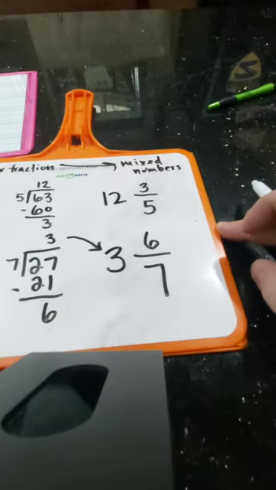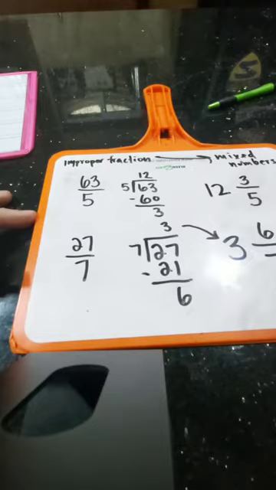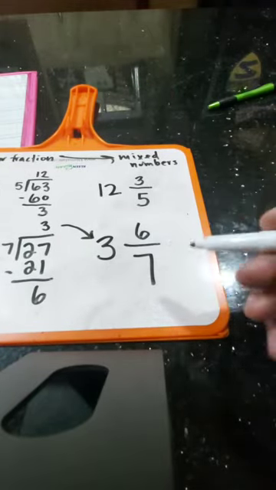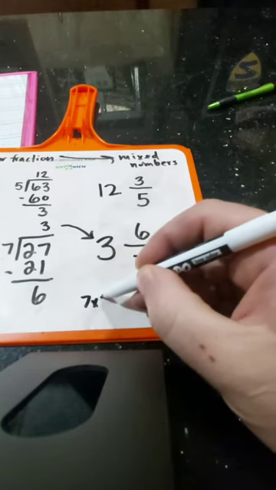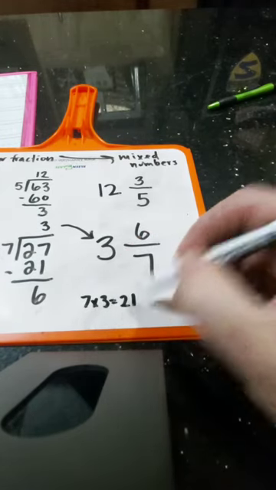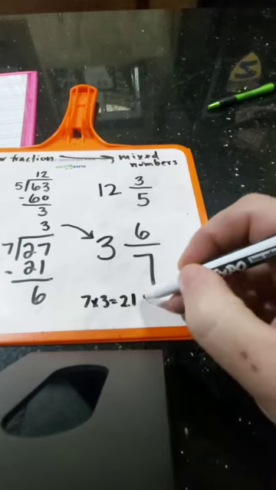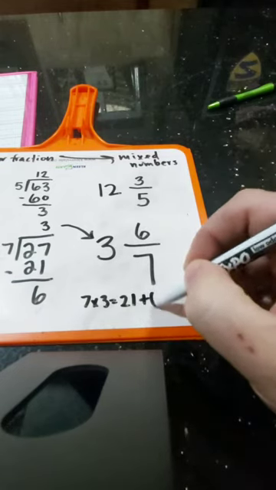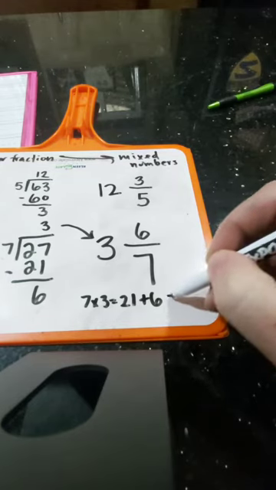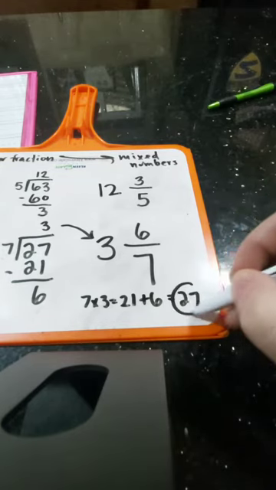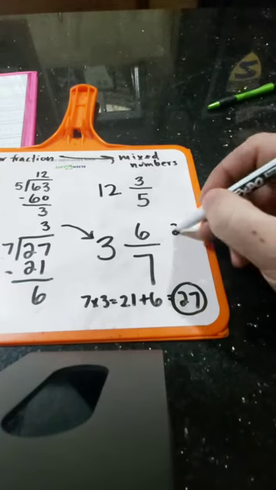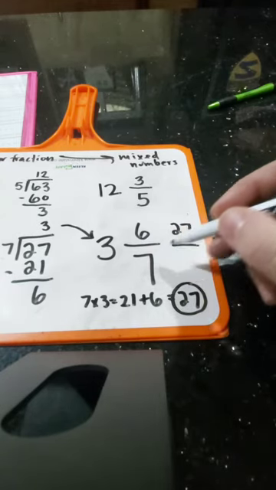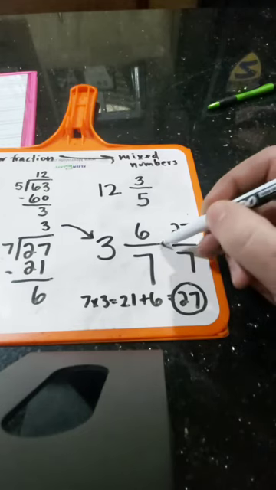Okay, and we can prove that that actually is 27 sevenths by simply multiplying our denominator by our whole number, which is 7 times 3 equals 21. And then we add 6 to that, because we add this 6 here. So 21 plus 6 gives us 27. That 27 goes on top. That becomes our new numerator. And the 7 on the bottom stays the same because our denominator doesn't change.